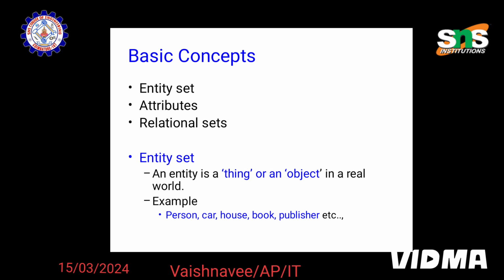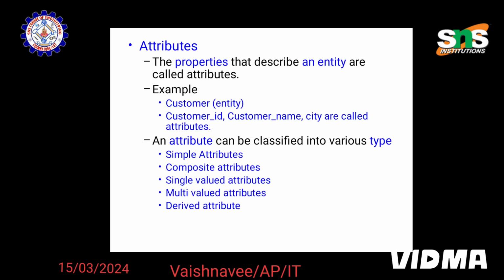When it comes to entity set, an entity is a thing or object in the real world. For example, person, car, student. These are all examples of entities. When it comes to attributes, the properties that describe an entity are called attributes. For example, let us take a customer as an entity. What are the properties of a customer? Customer ID, customer name, address. These are the attributes of the entity customer.